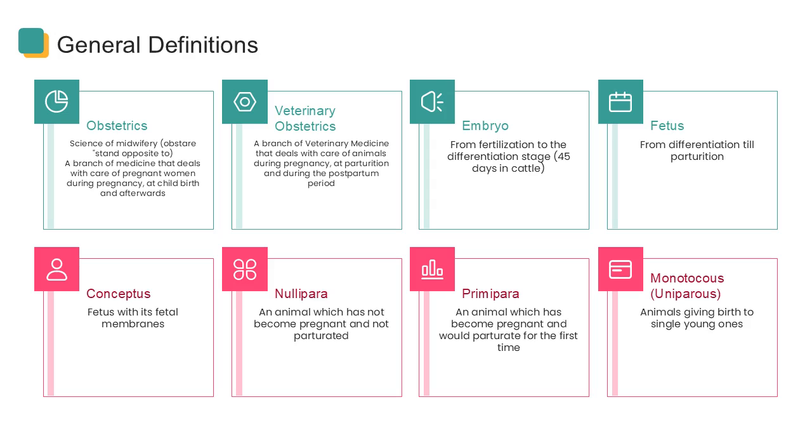Obstetrics is the science of midwifery, while veterinary obstetrics focuses on animal pregnancies. An embryo is the early stage of development, and a fetus is from differentiation till birth. Conceptus refers to the fetus with its membranes. Nullipara and Primipara describe animals based on their pregnancy history, and monococcus animals give birth to a single offspring.